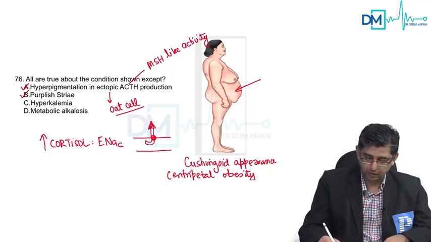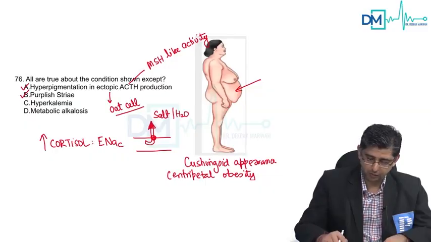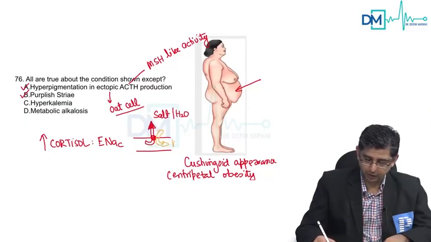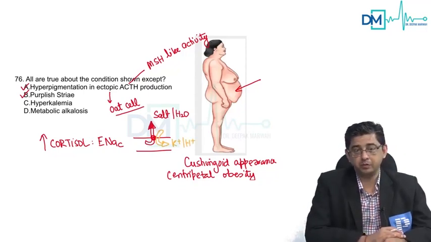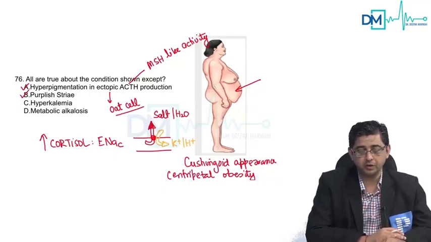So I've just drawn it thicker to say that more salt and more water is coming into the system, and because more salt and more water will come in, there will also be a correspondingly greater loss of potassium and hydrogen. Now, because of the loss of potassium from the body, there would be hypokalemia, whereas loss of hydrogen would cause a metabolic alkalosis.